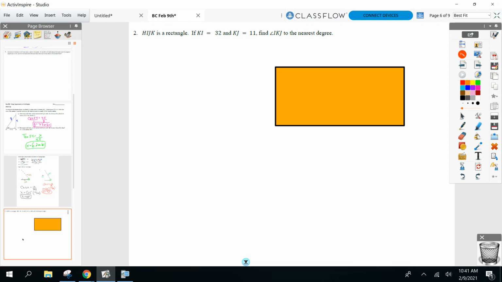Anytime I can get a quadrilateral in there, I'm going to get it in there. Come on. Big unit for us. Big unit.